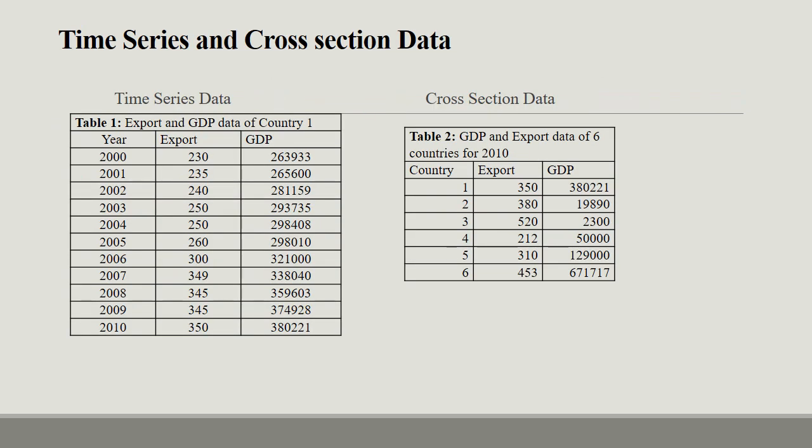Take one more example. In table 1, you can see we have taken export and GDP data of a particular country for the period 2000 to 2010. So this is an example of time series data. Now in table 2, GDP and export data of 6 countries for 2010 are presented. That means here we have 6 countries but the time period is 2010 only. So it is an example of cross-section data.